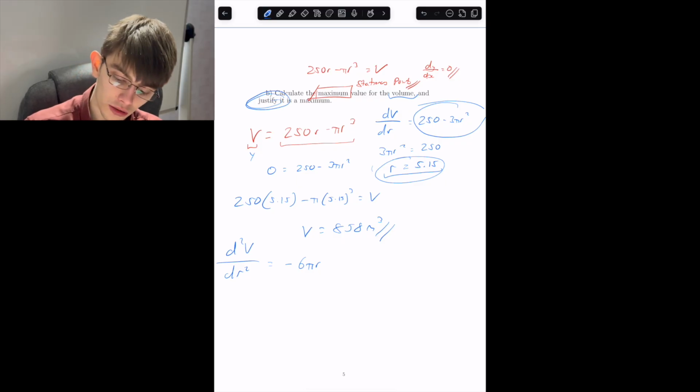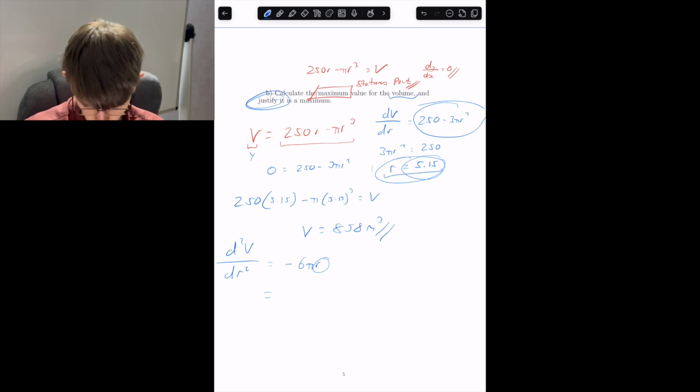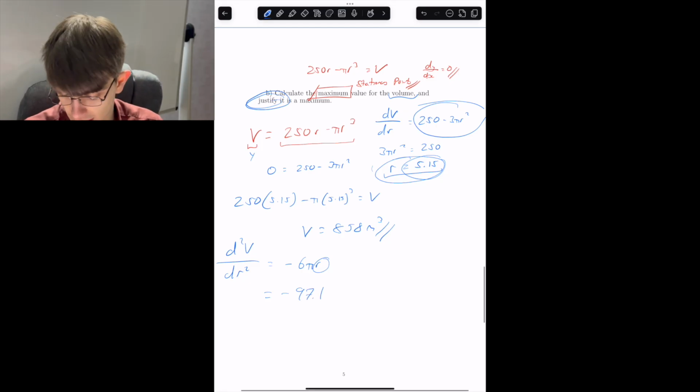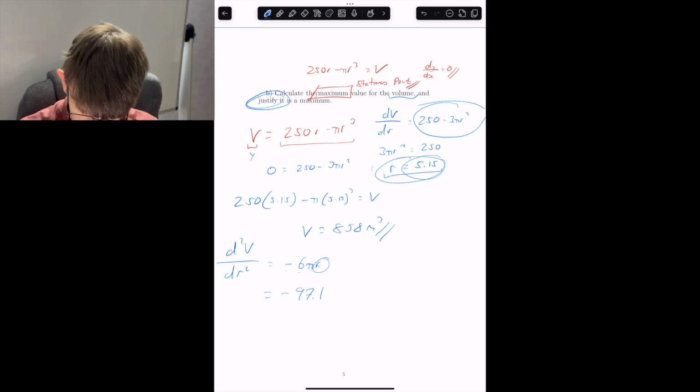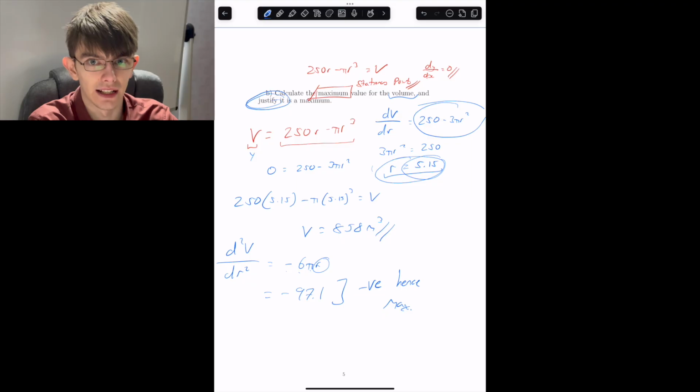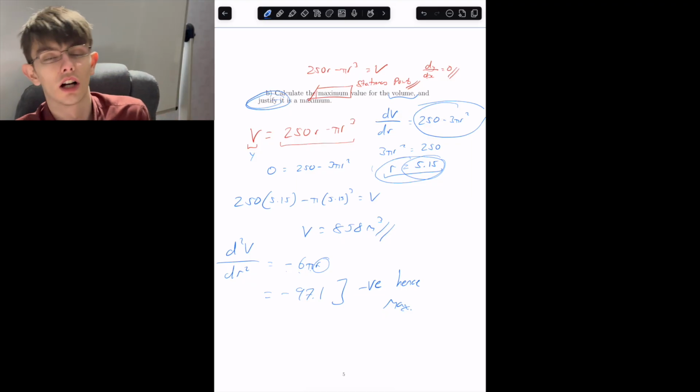Now I need to put my radius of 5.15 into here, at which point I can already tell I'm going to get a negative number. I believe you get negative 97, but without even knowing that exact value, I can tell I've got a positive times a positive times a positive times a negative. It's going to be negative. It is negative, hence maximum. Remember, when we have a negative second derivative, we end up with a maximum point.